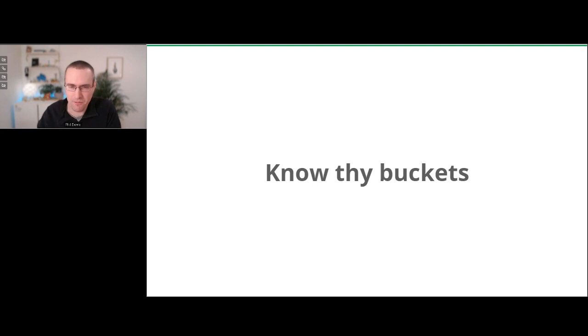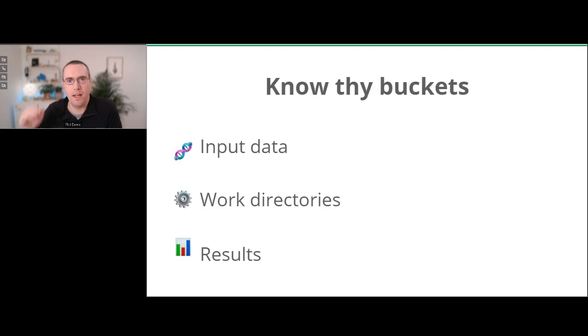So here I've got a couple of tips about storage and specifically in S3 buckets. Typically, a Nextflow pipeline has 3 types of data. You have your input data, so these would be your FastQ files or your mass spec data or, I don't know, whatever type of input data you have, which you need to have somewhere in a bucket ready for your pipeline to access. You have your work directories.